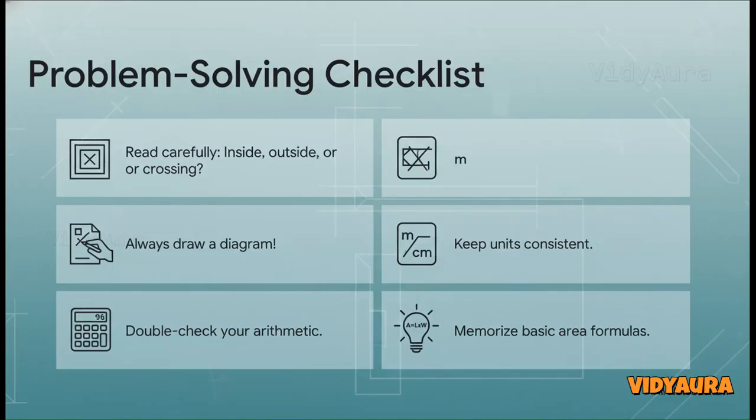First things first, just take a breath and figure out what kind of problem you're looking at. Is the path inside, outside, or crossing? Next, and trust me, this is a big one, always draw a quick sketch. It doesn't have to be a work of art, but it will seriously help you see what's going on. And of course, the basics still matter. Make sure your units are consistent, double-check your math, and make sure you know your basic area formulas. Follow these steps, and you'll be golden.